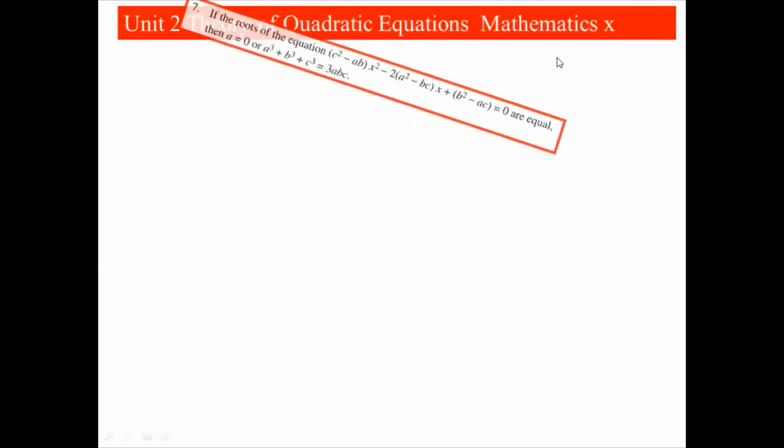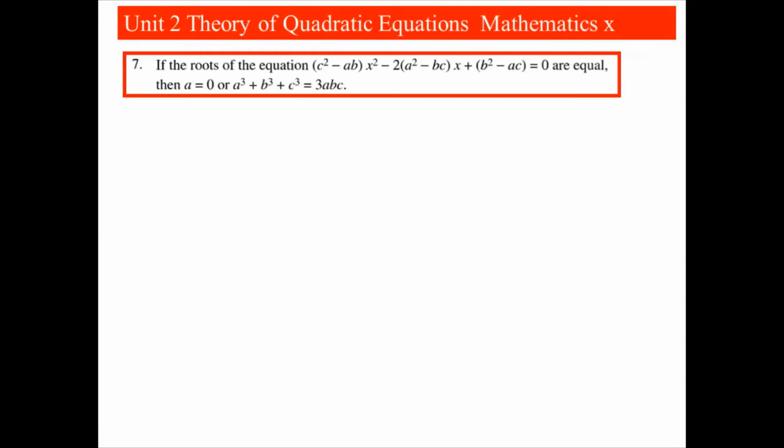Question 7. If the roots of the quadratic equation given here are equal, then a is equal to 0, or a cube plus b cube plus c cube is equal to 3abc. So let's start the solution.